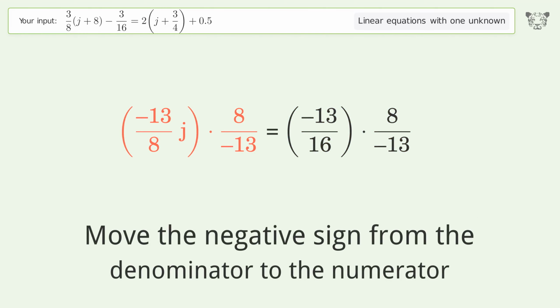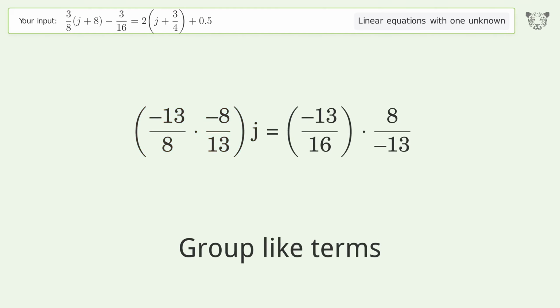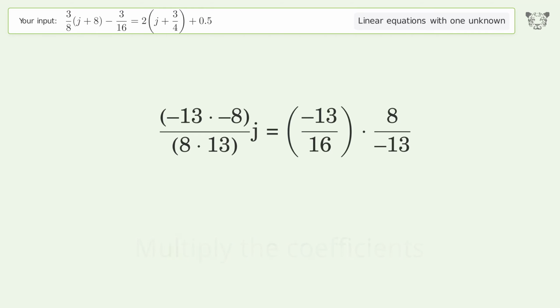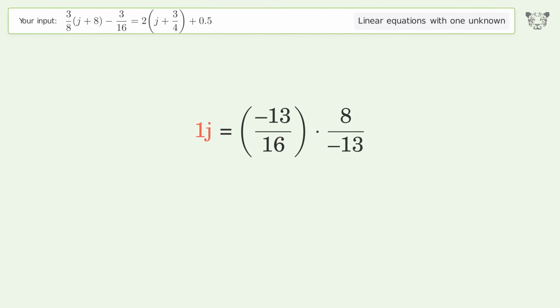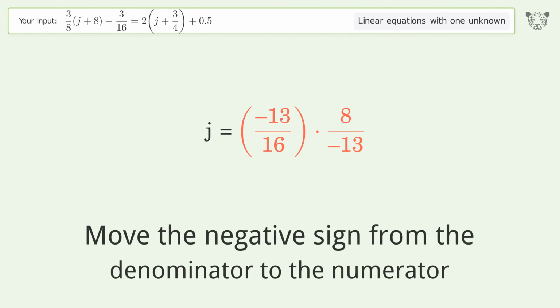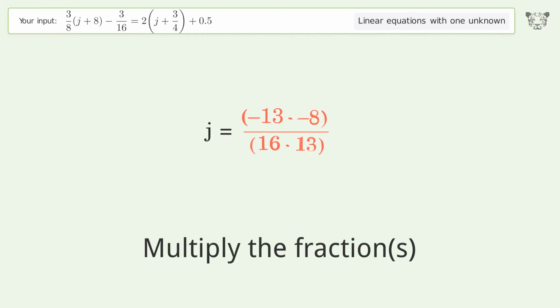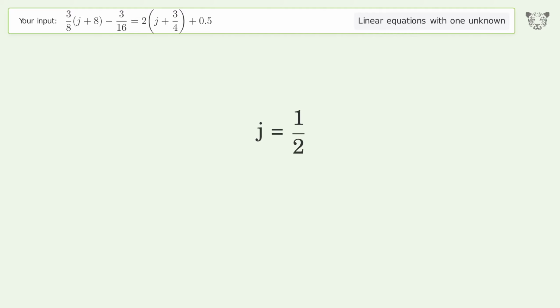Move the negative sign from the denominator to the numerator. Group like terms. Multiply the coefficients. Simplify the arithmetic. Move the negative sign from the denominator to the numerator. Multiply the fractions. Simplify the arithmetic. And so the final result is j equals 1 over 2.